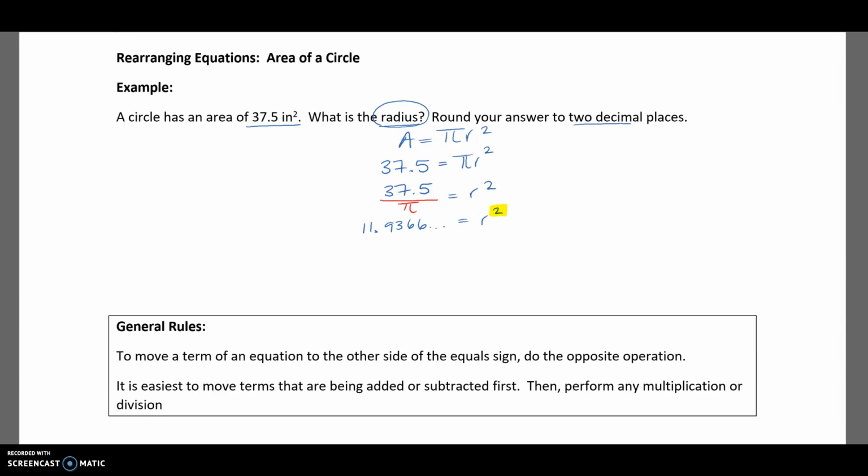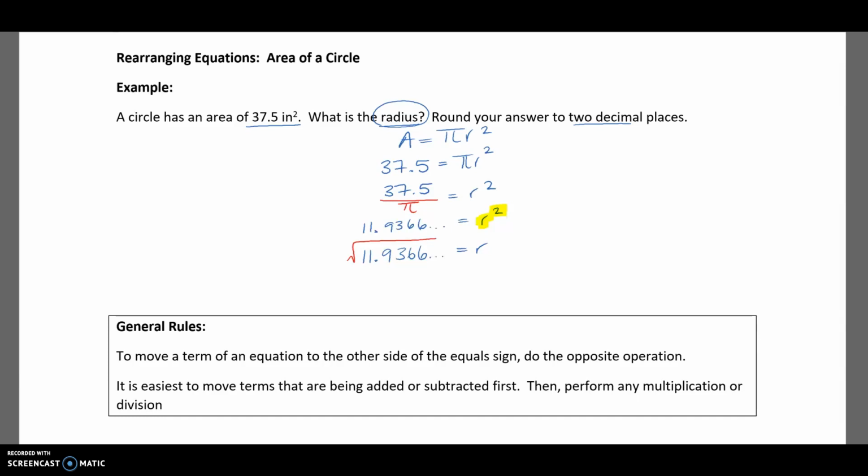In order to get our variable r by itself, I again need to do the opposite operation. Remember that the opposite of squaring is square rooting. So I'll take 11.9366 and all those other decimals on my calculator, and I will square root them. You should be able to just push the square root button on your calculator and then press equals.